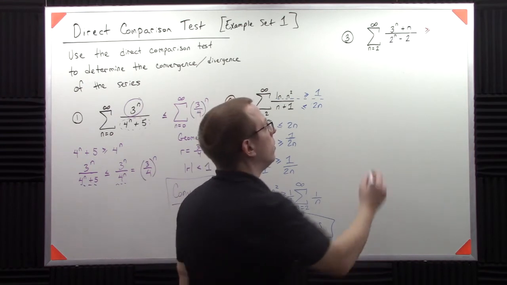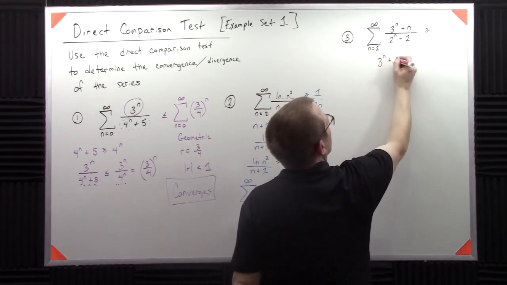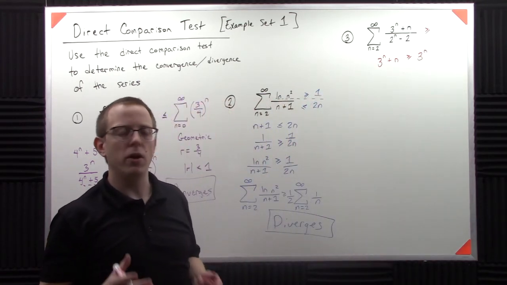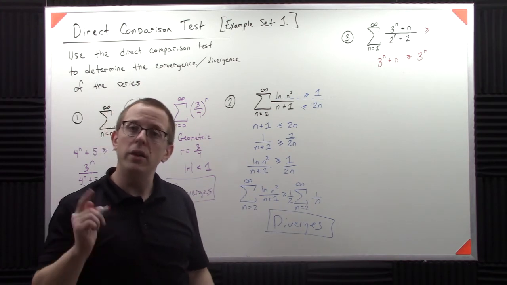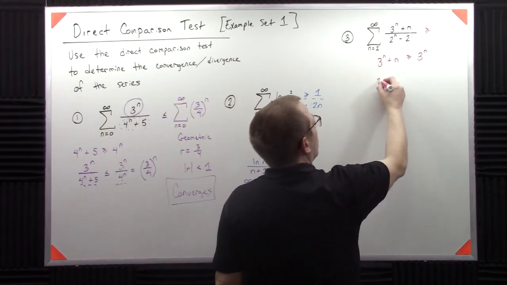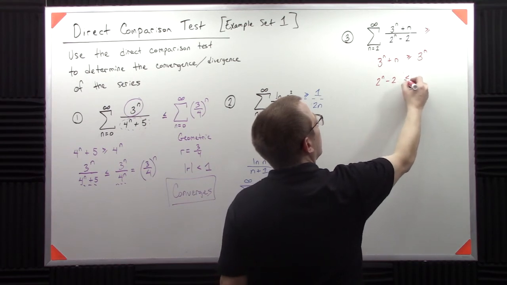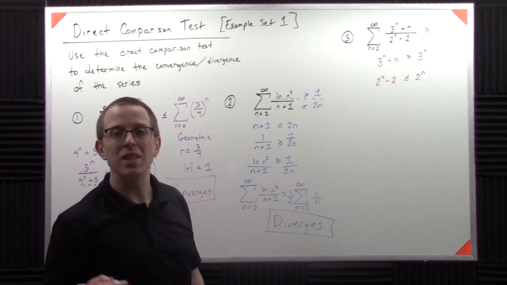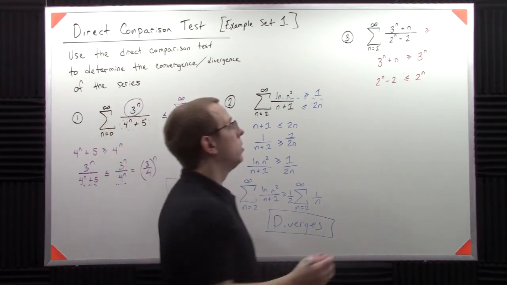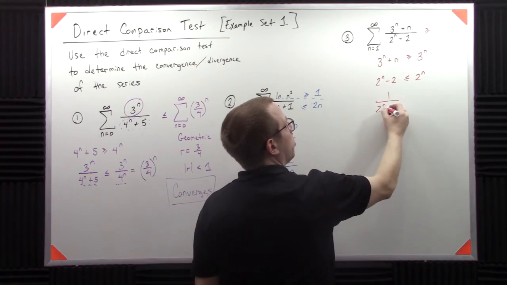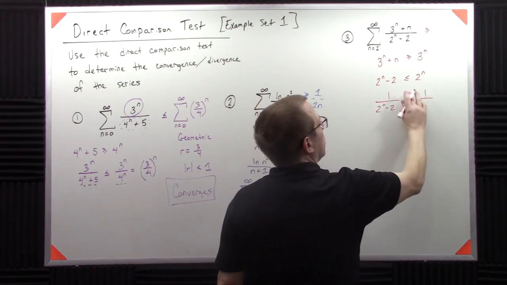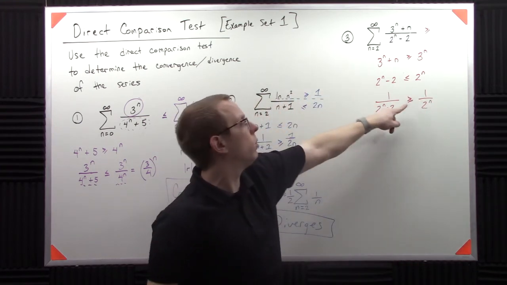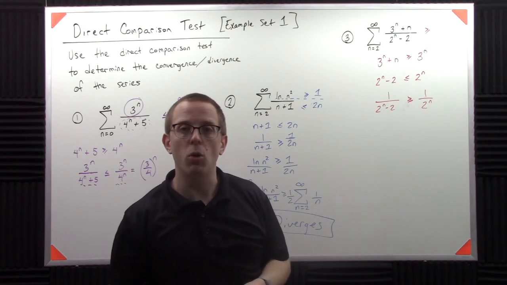So for the numerator, I can just say 3 to the n plus n is greater than or equal to 3 to the n. Simple enough. In the denominator, I also get something very simple. 2 to the n minus 2 is less than or equal to 2 to the n. Okay. So what that tells me is 1 over 2 to the n minus 2 is greater than or equal to 1 over 2 to the n. So again, when I take the reciprocal, I flip the direction of the inequality.